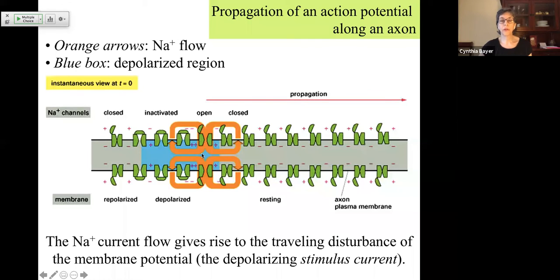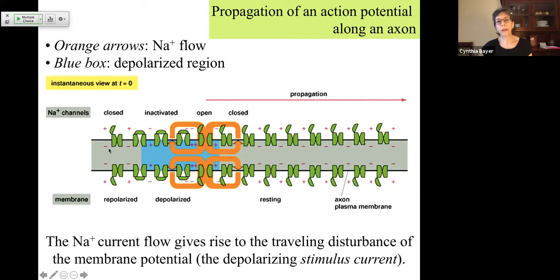That will further depolarize this region, which means that the sodium ion channels here that we're looking at that had previously been open will now convert to their inactivated state, right? All within this region of depolarization. And those channels will remain inactivated until the membrane becomes repolarized, when they will convert to their closed state.